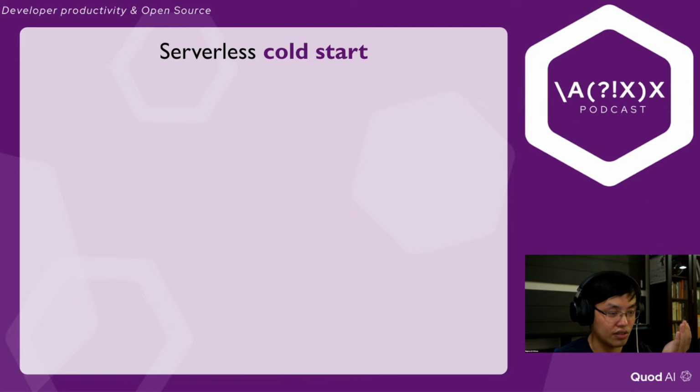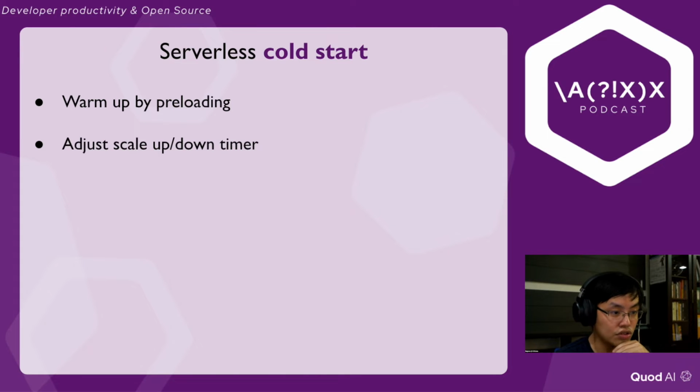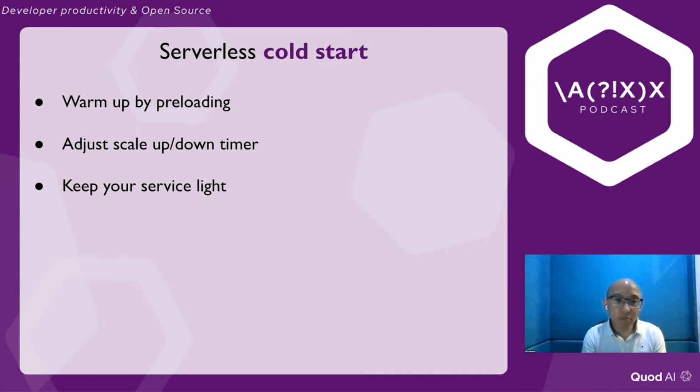The two strategies are very upfront. Either you preload and you warm it, or you adjust the timings on how fast you want things to scale. Other guidelines are that you try to keep your services as light as possible, so that your startup time is as low as possible.